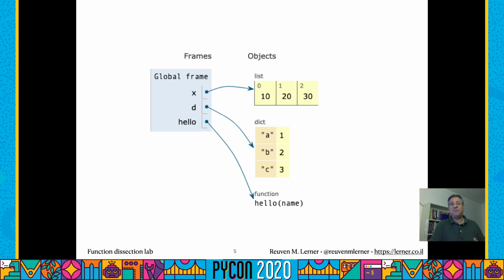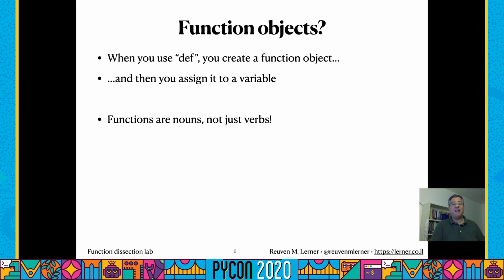And if function object sounds a little funny to you, yeah, function objects are kind of weird because they make us think about functions as not just verbs that we can execute and run, but also as nouns that we can use. So when you use def to create a function, you're actually doing two separate things. You're creating a function object, and then you're assigning it to a variable. So what's the advantage of knowing about and thinking about function objects? Actually, there's quite a bit.